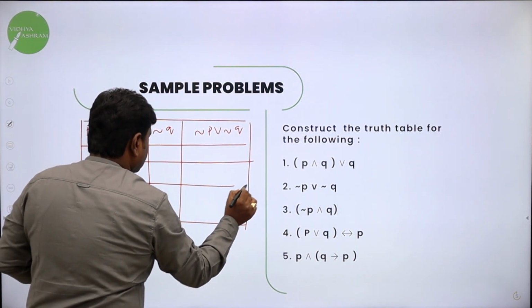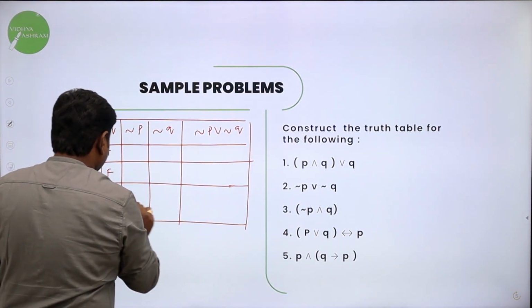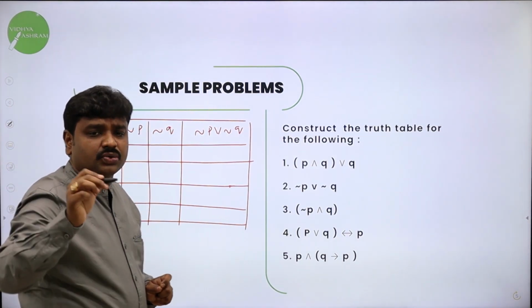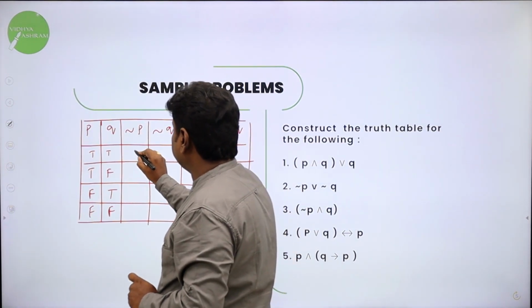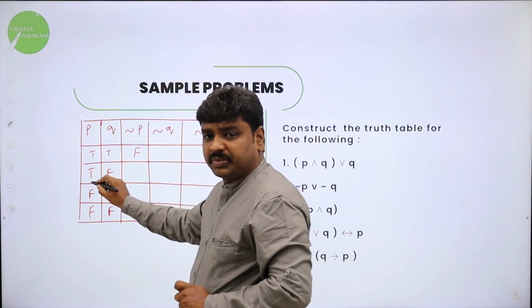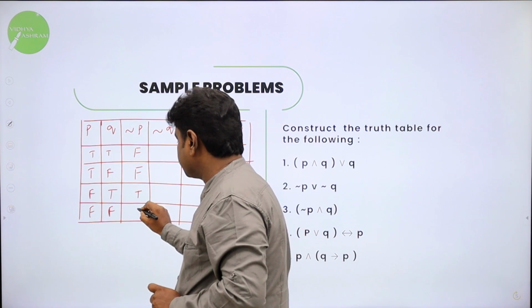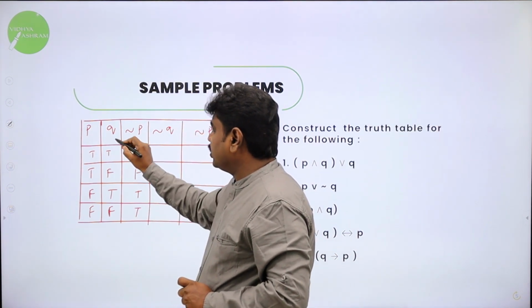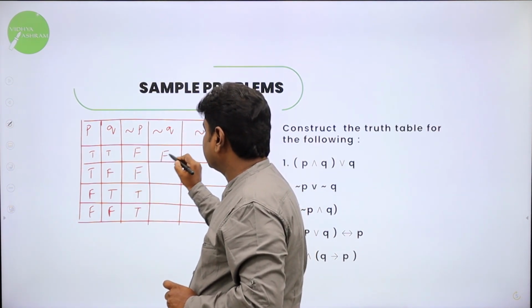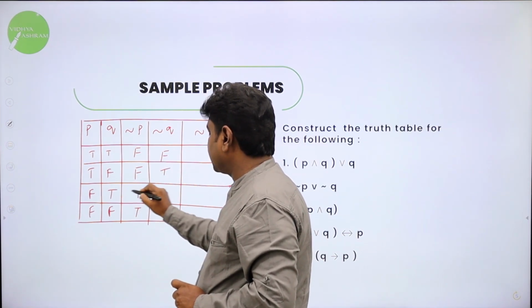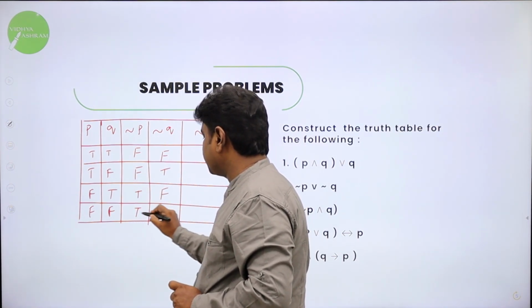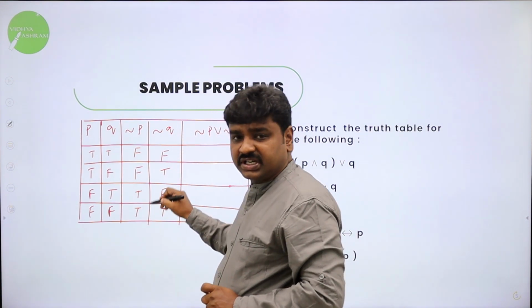And you know negation. Negation means what? If it is true, result will be false. For false, result will be true. So now negation P. Negation P means true becomes false. Here P is true, so negation P is false. Again false becomes true and false becomes true. Negation Q. When you negate Q, true becomes false. Again false becomes true. Again true becomes false and false becomes true. So now we have done negation.